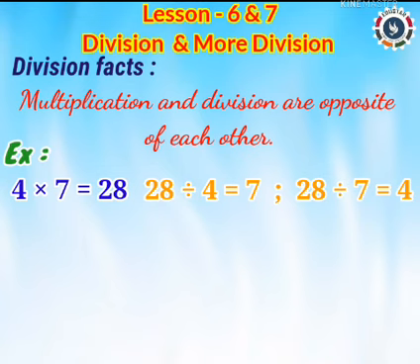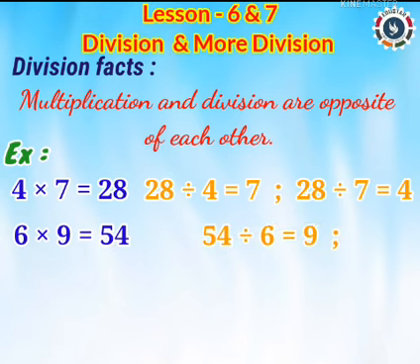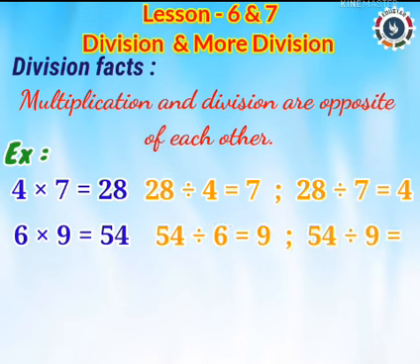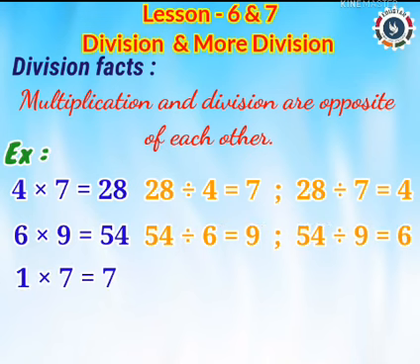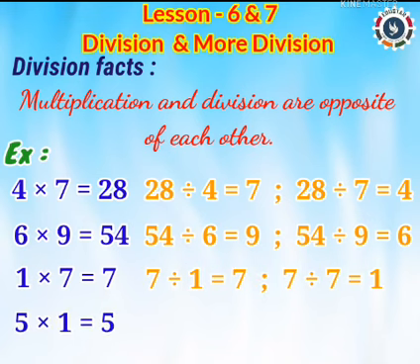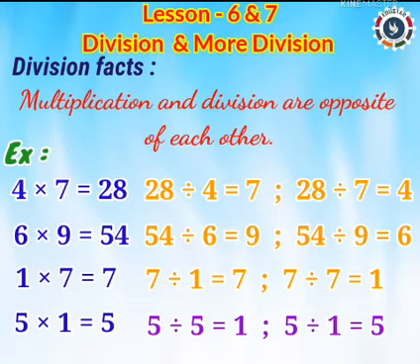Now find the division facts for the following. 6 nines are 54. 54 divided by 6 is 9. 54 divided by 9 is 6. 1 7 is 7. 7 divided by 1 is 7. 7 divided by 7 is 1. 5 ones are 5. 5 divided by 5 is 1. 5 divided by 1 is 5.